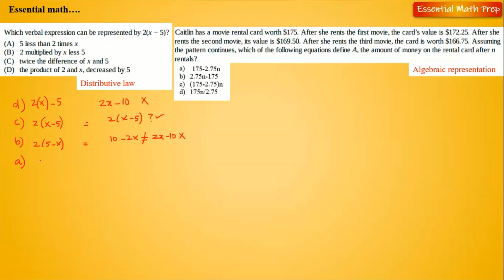Choice A, 5 less than 2 times x. Well, that's essentially same as D, right? 5 less than 2 times x. 2x minus 5, which is not equal to 2x minus 10. Again, that is essentially a different way of writing D, so that's incorrect, which leaves us with only choice C, so C is the correct answer.